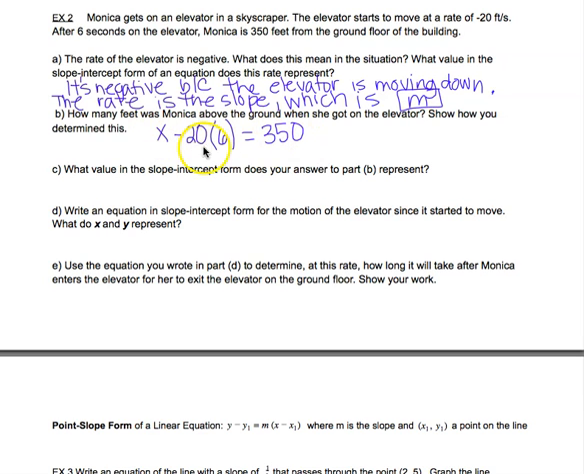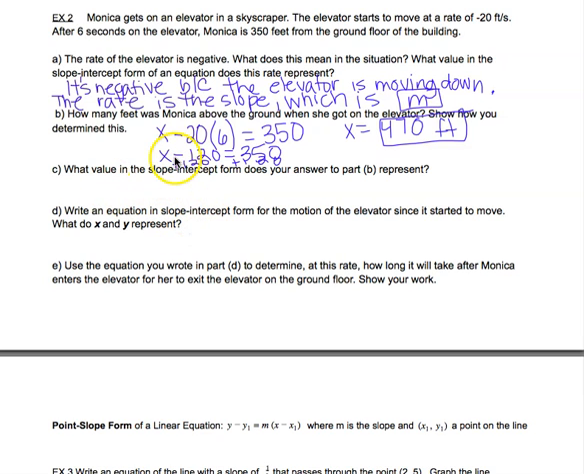So if I solve this equation for my x, just my variable that I used to plug in, that's going to give me how many feet above the ground she was. So 20 times 6 is 120, so x minus 120 equals 350. And so then I would add 120 to both sides of the equation, and I get 470. So 470 feet is how far above the ground she was when she got on the elevator.